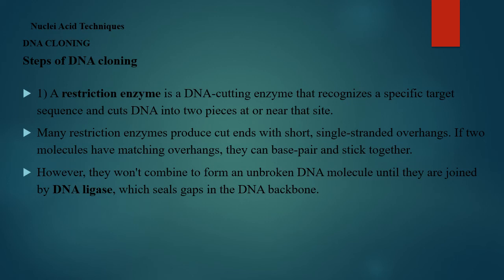If 2 molecules have matching overhangs, they can base pair and stick together. However, they won't combine to form an unbroken DNA molecule until they are joined by a DNA ligase. So a restriction enzyme cuts, and a DNA ligase has to come in, join it, and seal the gaps in the DNA backbone. So the first step, we cut, and then we join by DNA ligase.